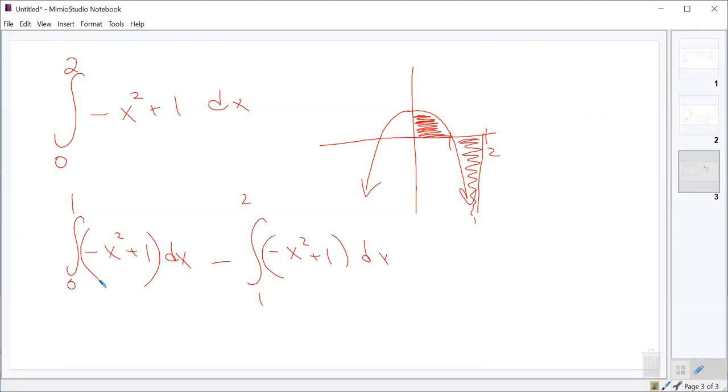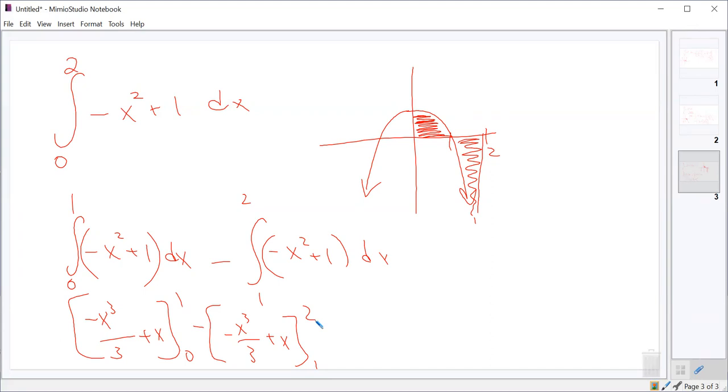And why not? Let's evaluate it. Might as well. What's negative x squared plus 1's integral? It should be negative x cubed over 3 still, plus x, from 0 to 1, and then we'll subtract the same thing, negative x cubed over 3 plus x, from 1 to 2. Good?